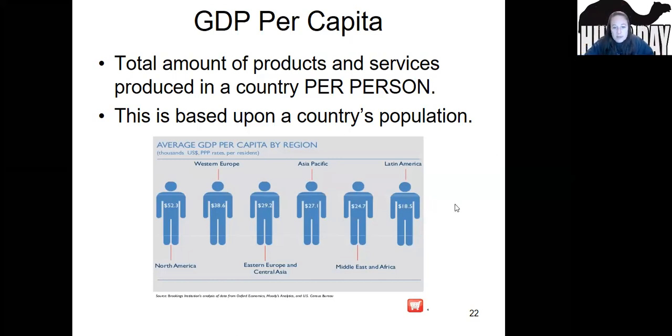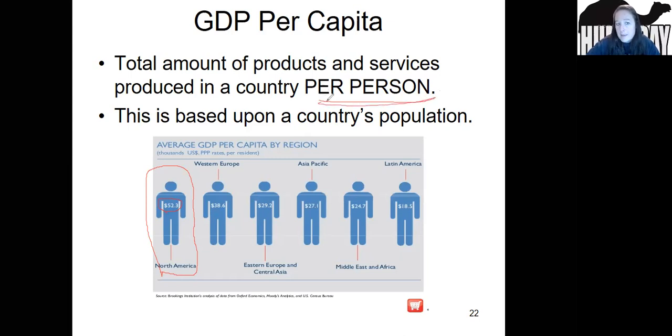This picture just shows you, for North America, the United States, Mexico, and Canada, each person is making roughly $52,000 a year, which is great. So the average person in those three countries is making about $52,000 a year. I think that's pretty good. So it's just the total amount of products and services produced in a country per person. And remember, it's based on a country's population.